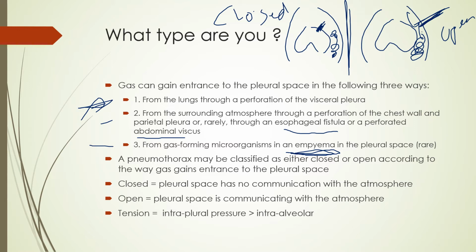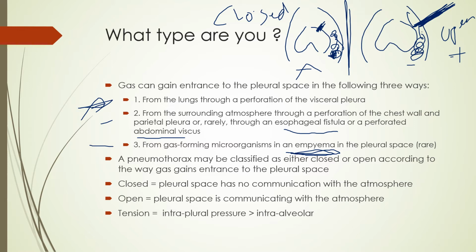So closed, the pleural space has no communication with the atmosphere, right? We just have gas escaping from inside the lung to inside the pleural space here. With an open, the pleural space is communicating with the atmosphere, and that's why we see that. We have positive pressure in the atmosphere, negative pressure in the pleural space, not for long, but that's what the relationship usually is, and that's what will happen there.